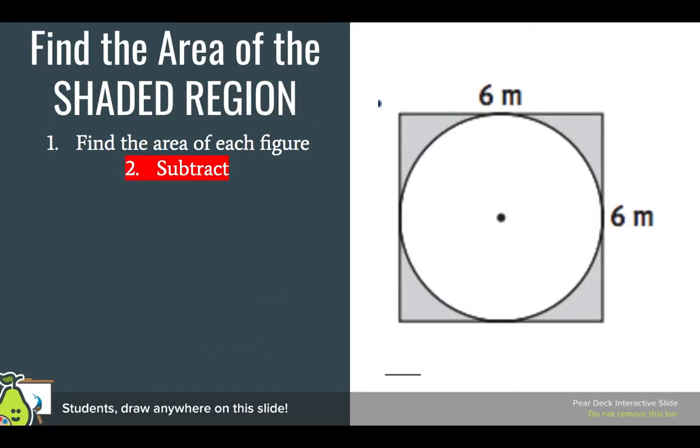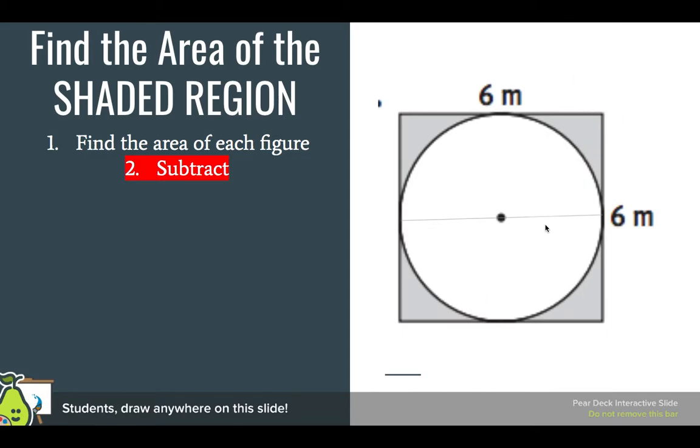If we take a look, the directions here are: find the area of the shaded region. You're going to find the area of each figure. So you have to figure out what the figures are that are inside each other, and then you're going to subtract. In composite figures, you add them together, but when it's talking about shaded regions, you're going to subtract. Here we have a 6 by 6 square, and then we have a circle.